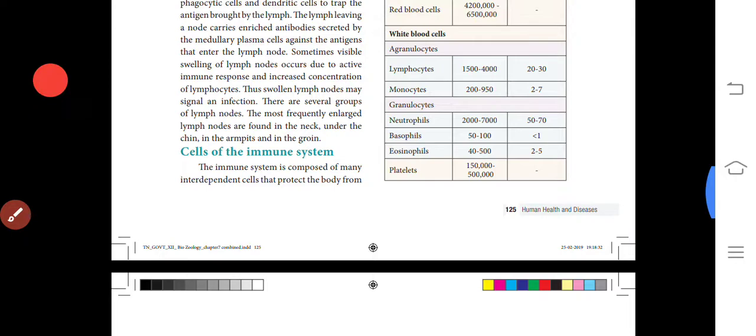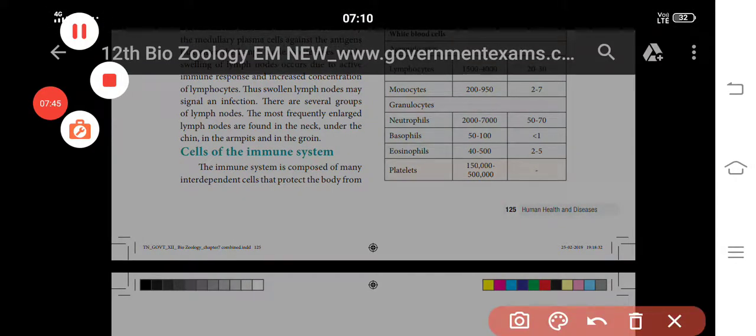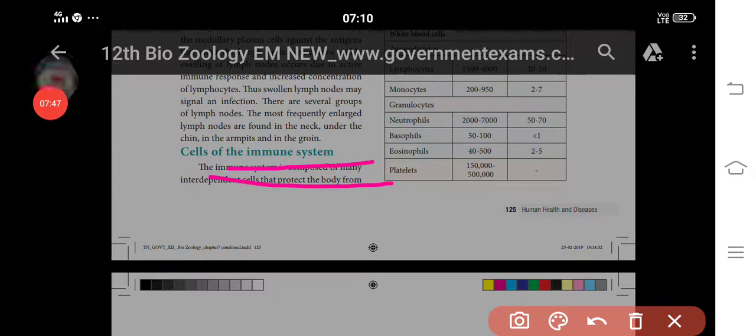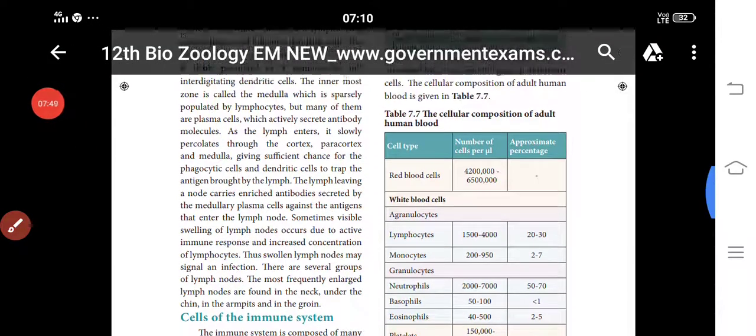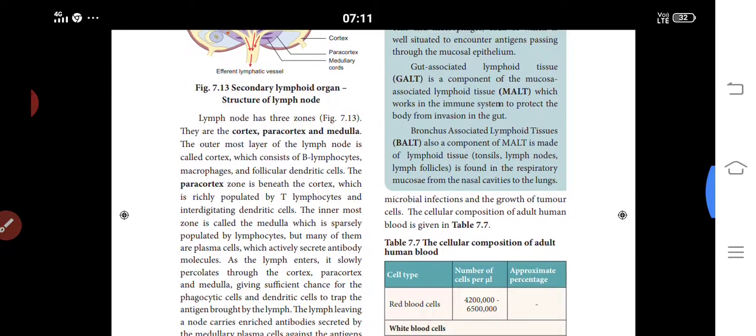Cells of the immune system. The immune system is composed of many independent cells to protect the body from microbial infections and the growth of tumor cells. The cellular composition of the adult blood: cellular components of the adult blood.